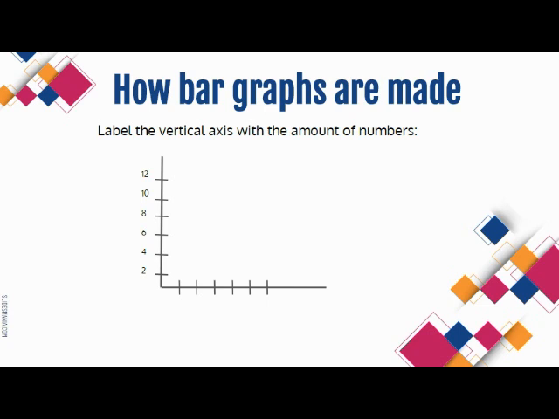Next step is to label the horizontal axis with the categories that we registered, in this case, the colors. So I labeled them, or I wrote the name of each category to know where I have to draw each bar.